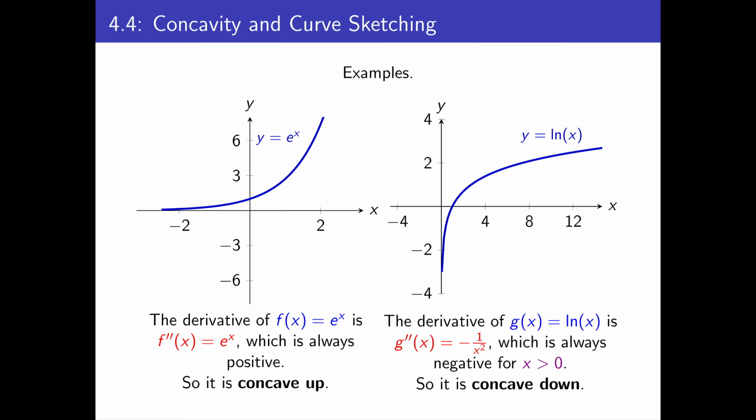First of all, the function f of x equals e to the x is concave up because its second derivative, e to the x, is always positive. The second example is g of x equals the natural log of x. In this case, its second derivative, negative 1 over x squared, is always negative on its domain. As a result, it is concave down. I chose these examples to point out that a function doesn't need to look like a parabola in order to be concave up or down.